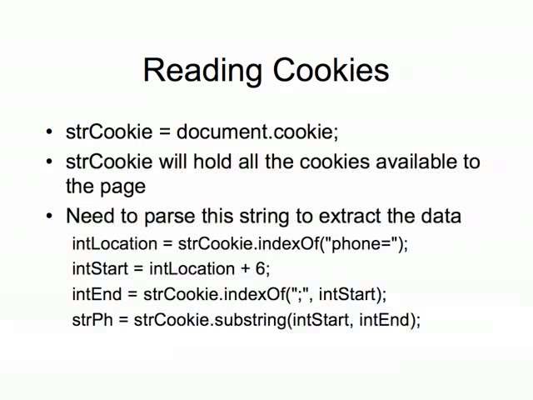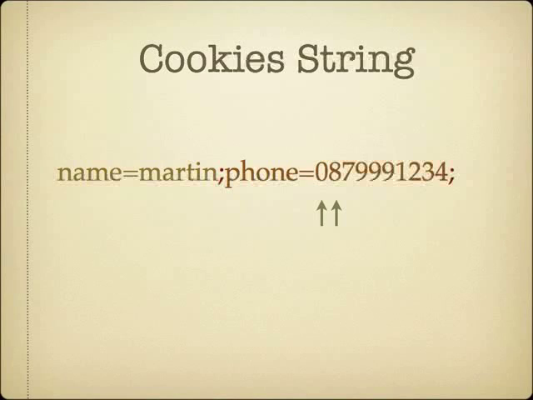Because each cookie in this long string is separated from the previous cookie by a semicolon, we can find the end of the phone number by looking for the next occurrence of a semicolon. So we use indexOf again to search the string for a semicolon. But we only start looking for the semicolon after the point in the string where we know that the phone number begins. The very next semicolon will then have the end position of the phone number.